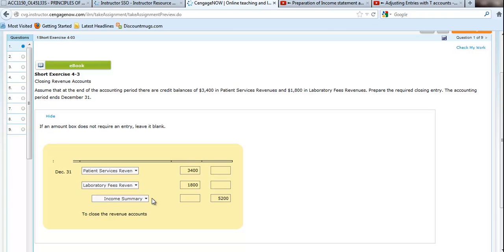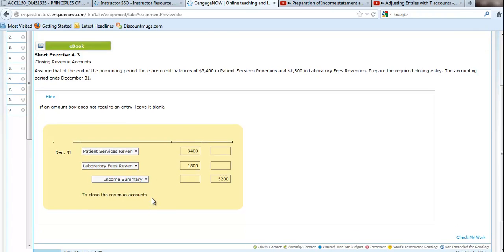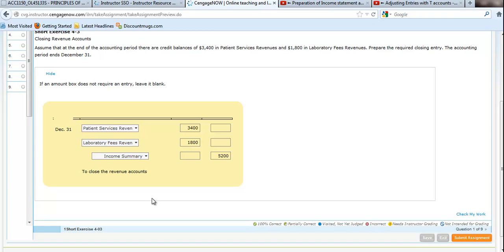And our income summary account is only used on the day that we close entries. We're going to open it and we're going to close it in step number 3. So you'll never see it on any financial statement, nor does it have any normal balance side. So that's what we do to close our revenue accounts. We bring them to zero, and then we credit income summary for the total amount of our revenue.